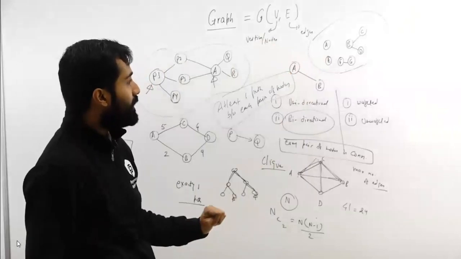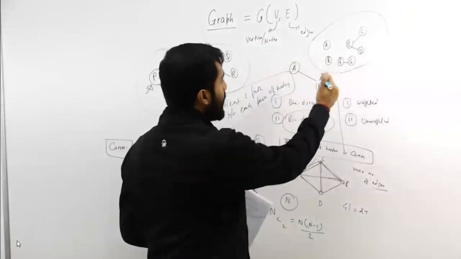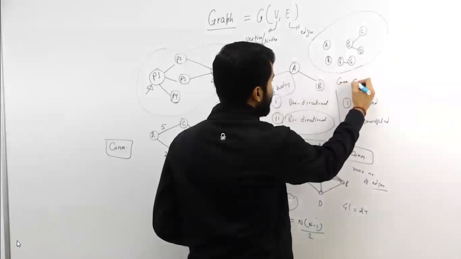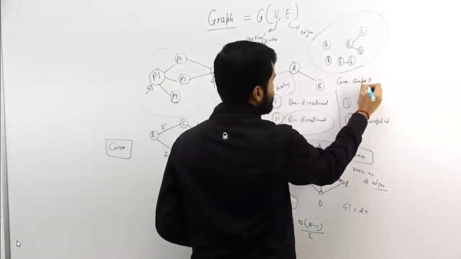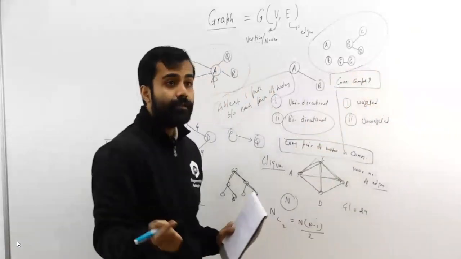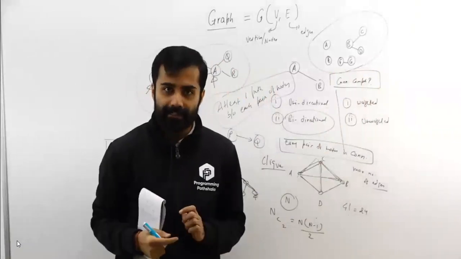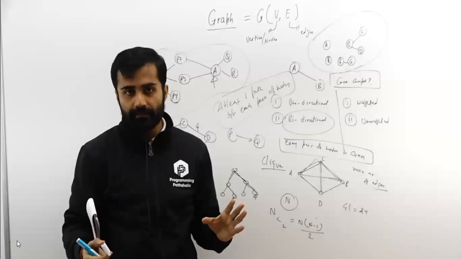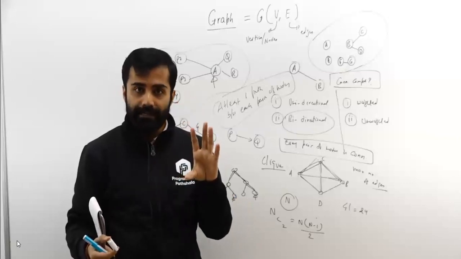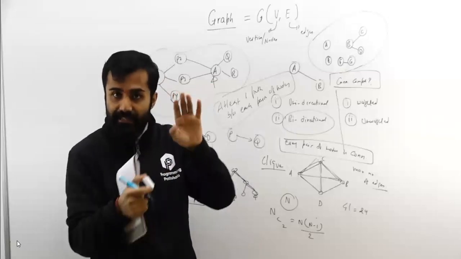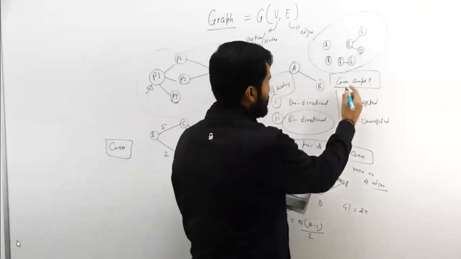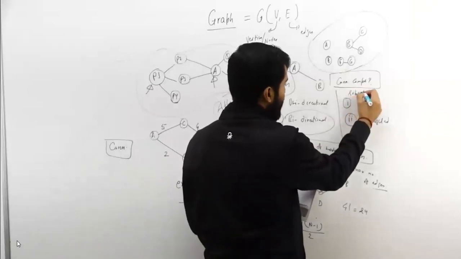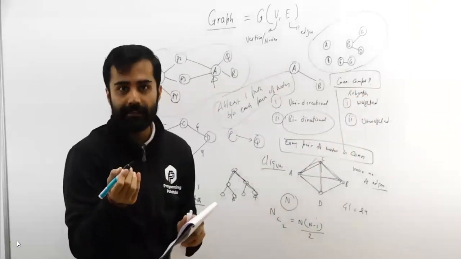However, if I ask you the question, how many connected components does it have? Then you should ask me, what is the meaning of connected component? And this is one of the most important concepts in graph. A connected component of a graph is a subgraph, or a smaller graph, which is connected in itself.